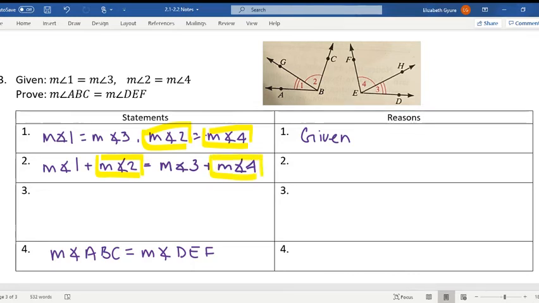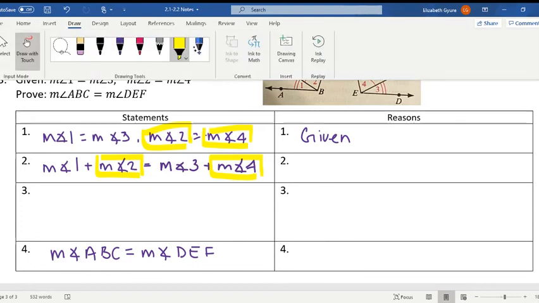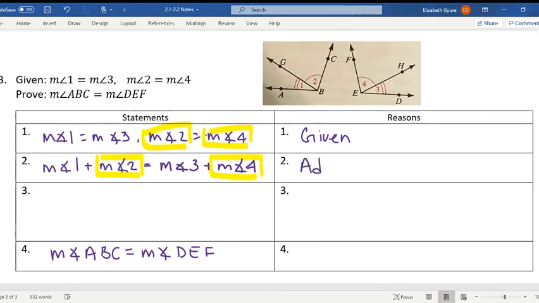Now, what that let us do is start to combine our parts, right? We now have one larger expression rather than two separate parts. Now that everything's tied together, we can work with it to get our full angle. And the reason we were able to do this step is the addition property.